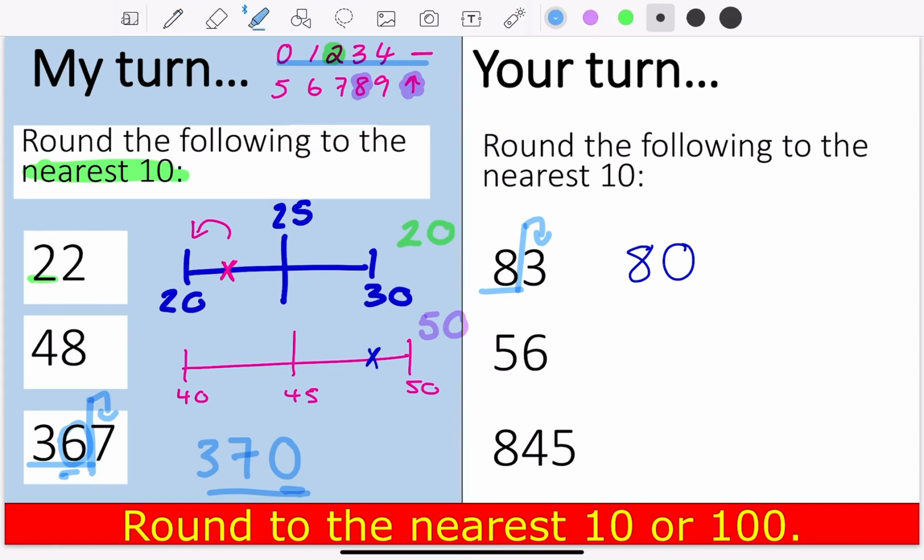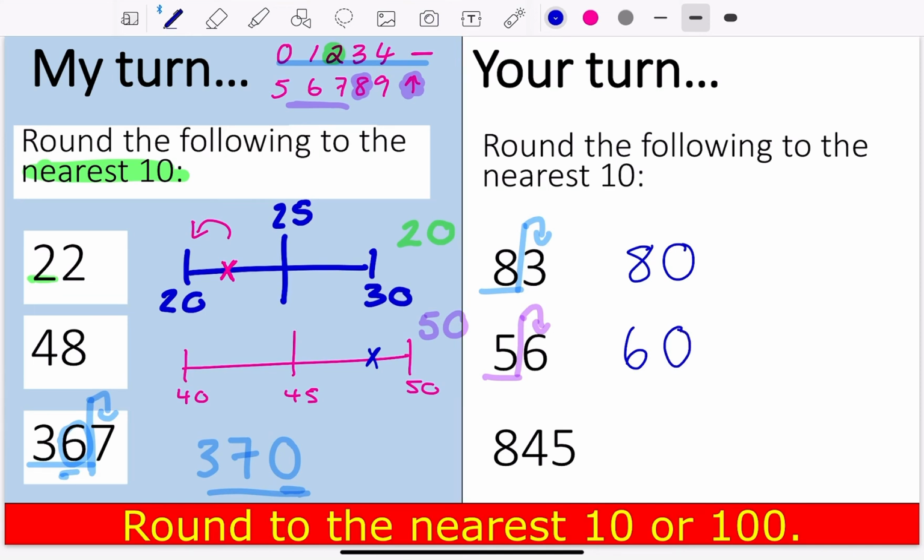For the next one, I've got 56. 5 is in my tens column. Its neighbour is 6. 6 we know is going to push us up. The next number up from 5 is 6. But remember that's in my tens column, so our answer should be 60.